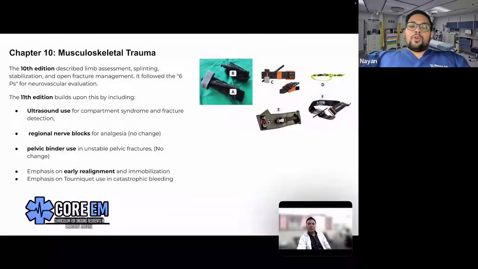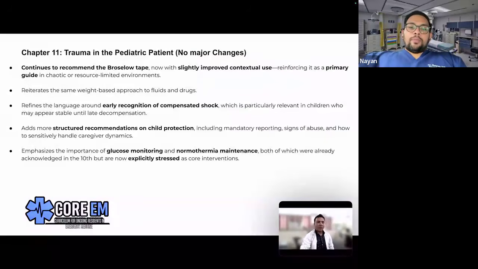The pelvic binder use, no change. Emphasis on early realignment and immobilization. Tourniquet use in catastrophic bleeding is emphasized here, because it is also used as a core skill now. So in ATLS 11th, it is given as a core skill: tourniquet application and different types of tourniquets.